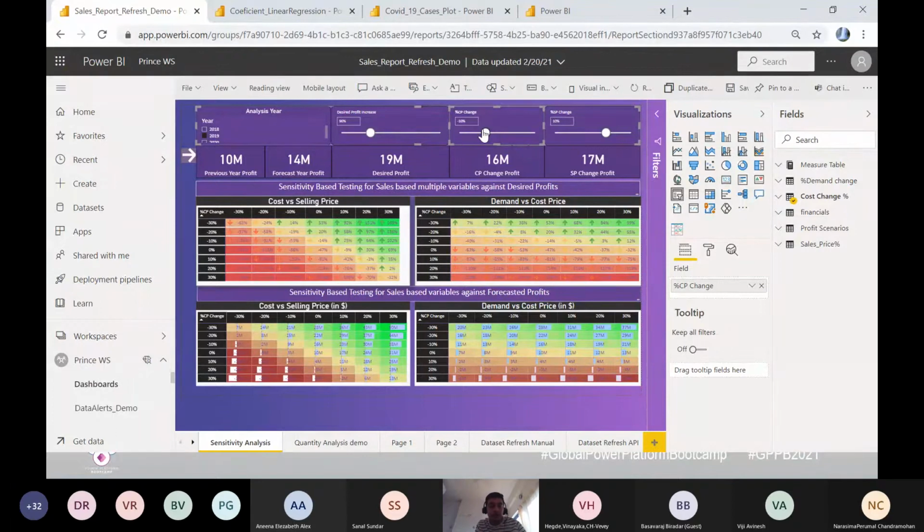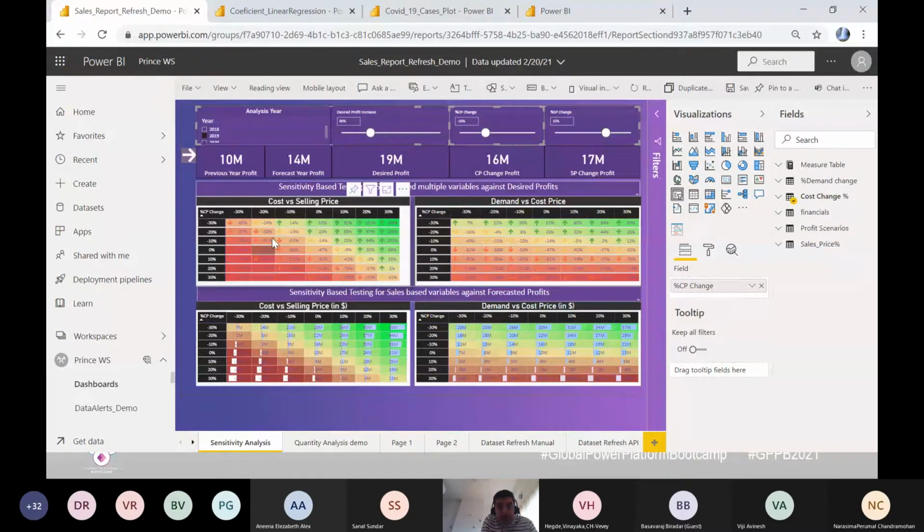To show that, if you want to do it with cost price versus selling price, you can see what happens if you decrease your cost price by 10% and your selling price by 10%. This is the cost price. So if you decrease 10%, you have to decrease, so this is the scenario. The green ones would be the scenarios where it will be true.